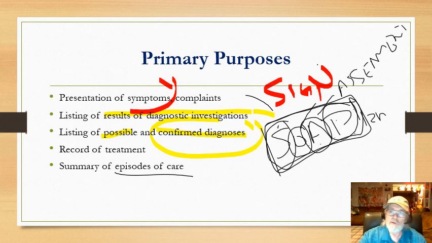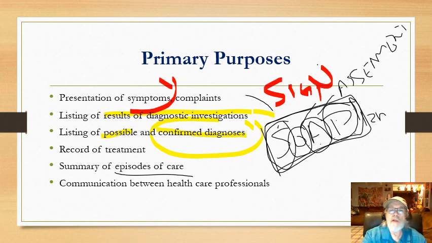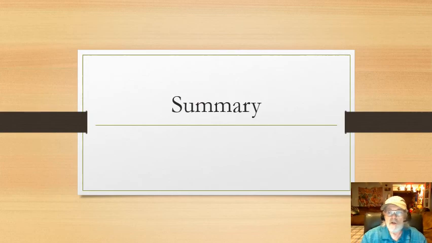Okay, so the medical record has this summary of episodes of care. It's also a communication, like I mentioned before, between healthcare professionals. So one professional, if they have the access to look at that particular record, could see what everybody else has done. Whether it's good or bad, they could still see what everybody else has done. So that's basically what this medical record is all about.